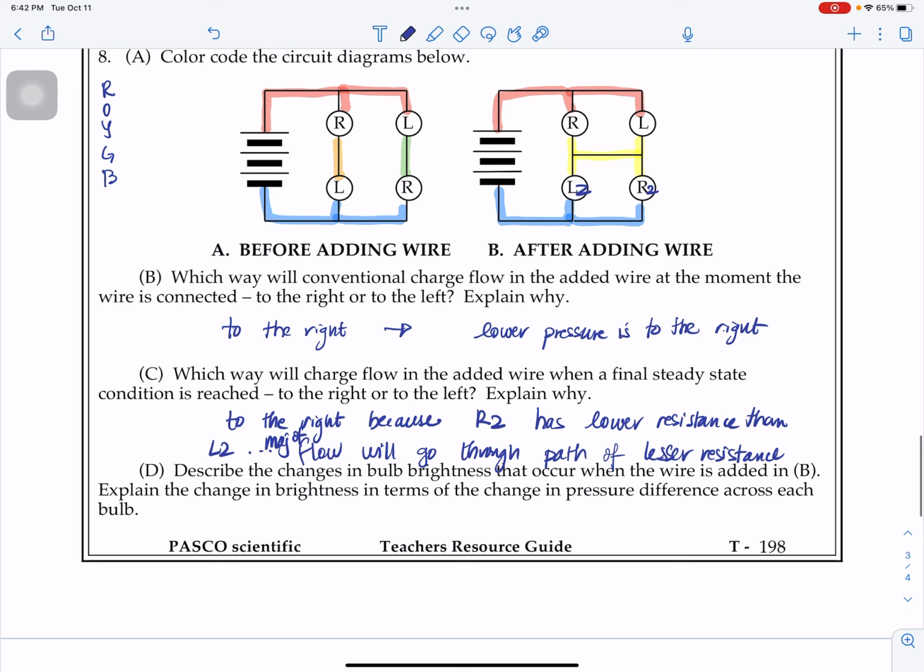All right, describe the changes in bulb brightness that occur when the wire is added in B. Explain the change in brightness in terms of the change in pressure differences across the bulb. So initially the long bulbs are bright and the round ones are dim because of the way we did the pressure difference. And we did the pressure difference that way because we've worked with the long bulbs and the round bulbs, and we know which one has greater resistance. So with the added wire in place, all the bulbs have the same pressure difference. So this is an increase in pressure difference across the round bulbs, and so they become brighter. And it's a decrease in pressure difference across the long bulbs, and so they are going to become dimmer.